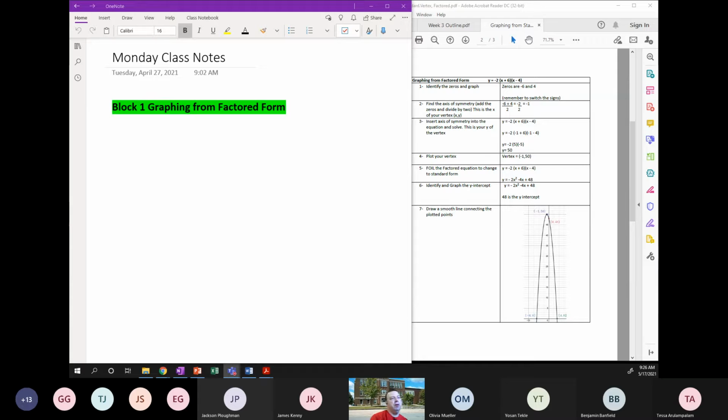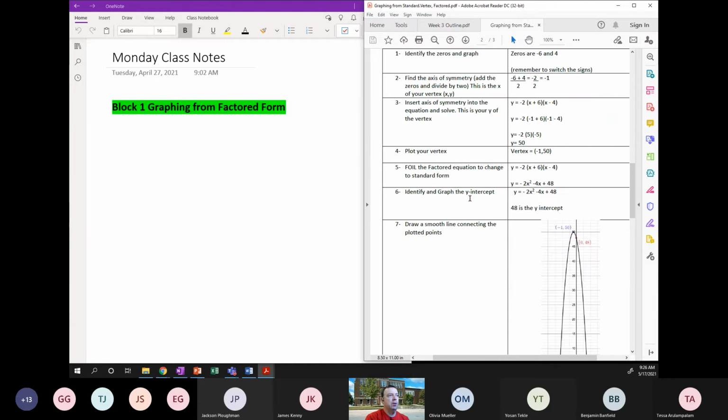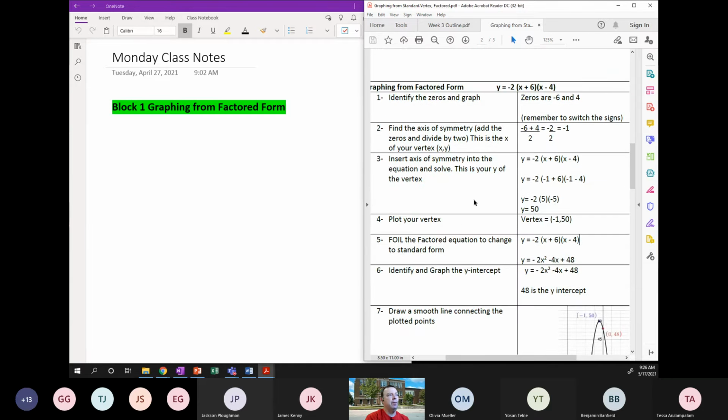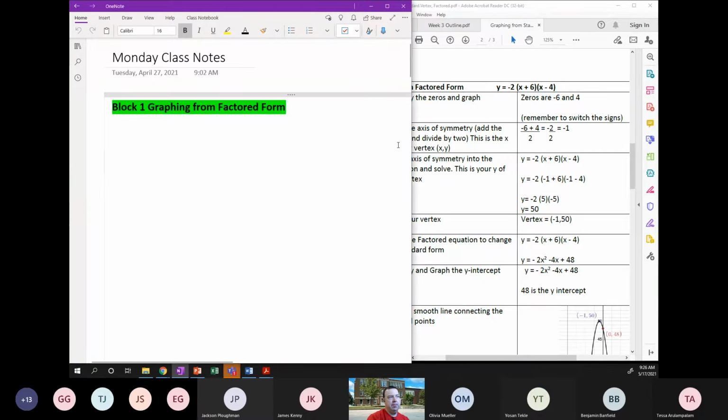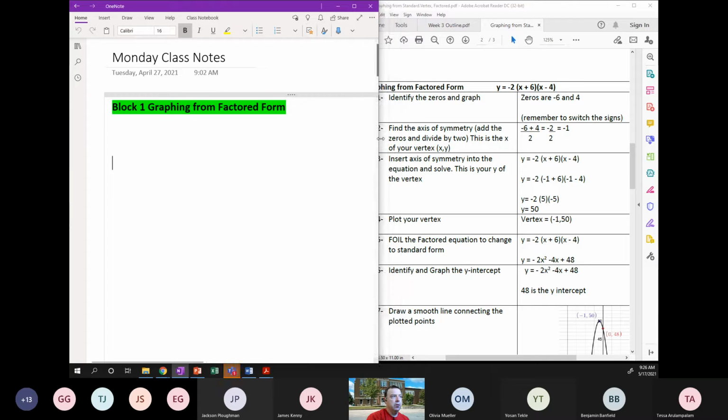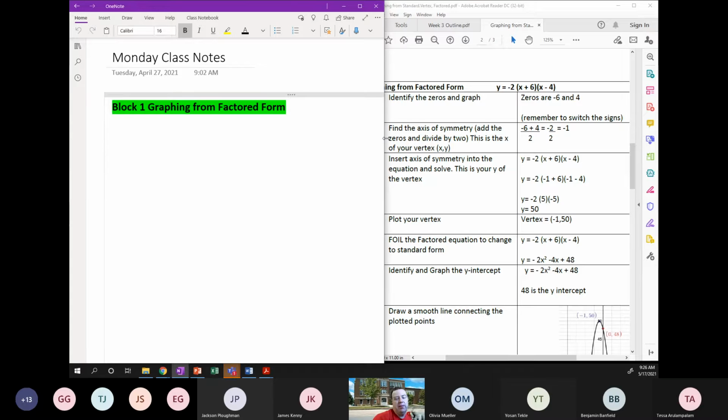So what we're going to do today is graph from factored form. Okay. So we're going to take factored form and graph it. Can you tell me if you can read what's on the right? Is it zoomed in enough or not enough? Tell me if you cannot read it. You can read it okay? So on the right is what I sent you, and it's going to be what goes in your notes itself. But we're going to follow through the steps to learn how to sketch these graphs.